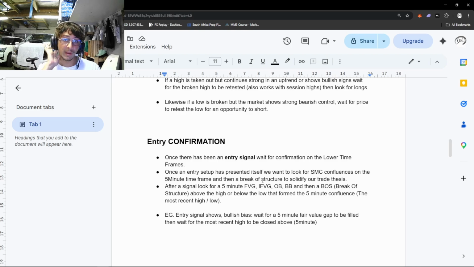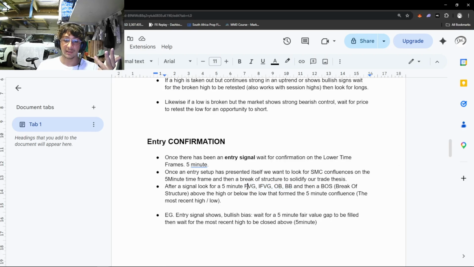Now we have to confirm our entry. So we have a higher confluence trade, entry confirmation. Once there's been an entry signal, wait for confirmation on the lower time frame. This is the 5 minutes. Once an entry setup has presented itself, we want to look for smart money confluences on the 5 minute time frame and then a break of structure to solidify our trade thesis. After a signal, we look for a 5-minute break of structure, a 5-minute fair value gap, inverse fair value gap, order block or breaker block.